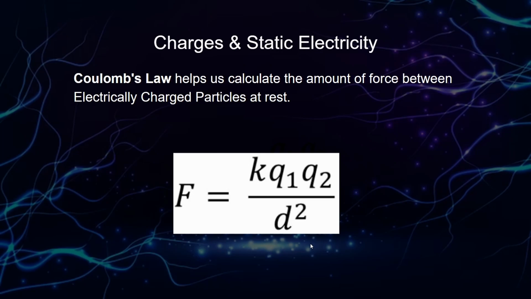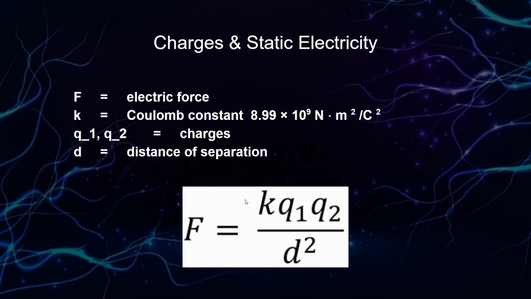And finally, this brings us to Coulomb's law. This helps us calculate the amount of force between two electrically charged particles. It will also allow us to calculate the force between two charged objects. So what do all these little letters mean? F stands for just electrical force. We'll just measure that in newtons.